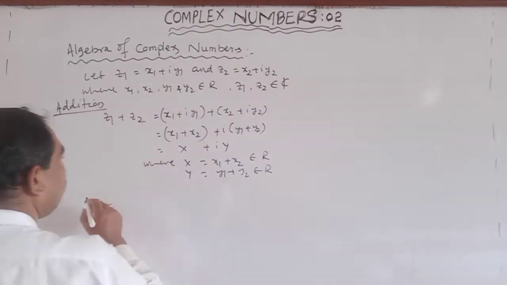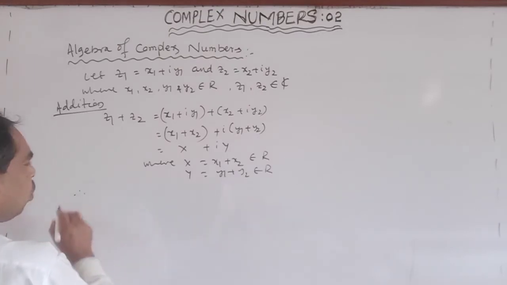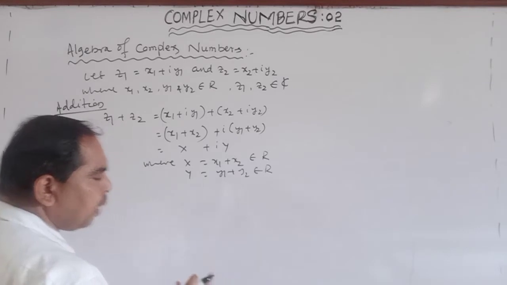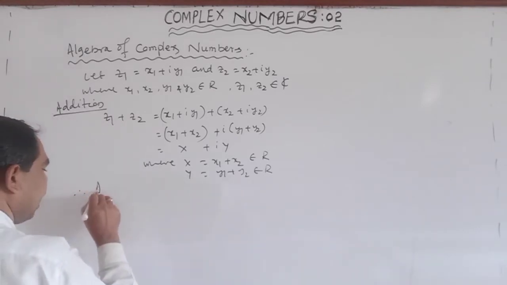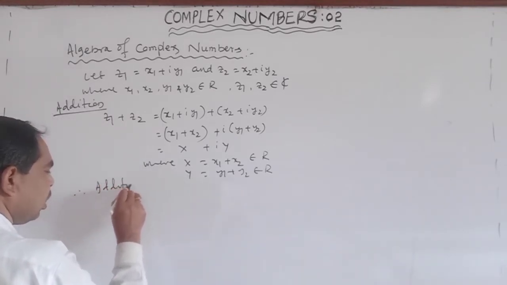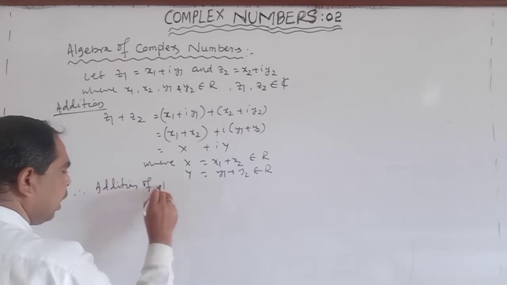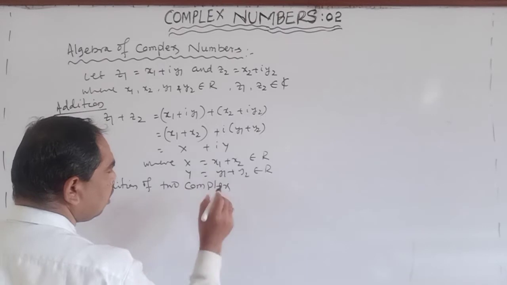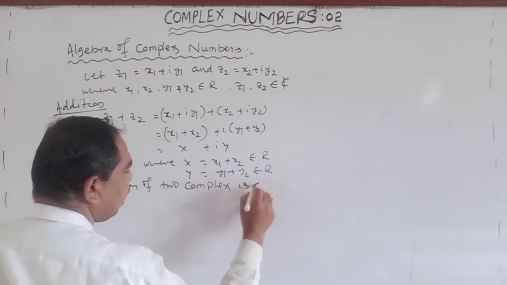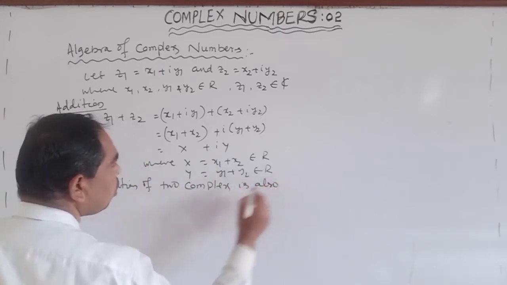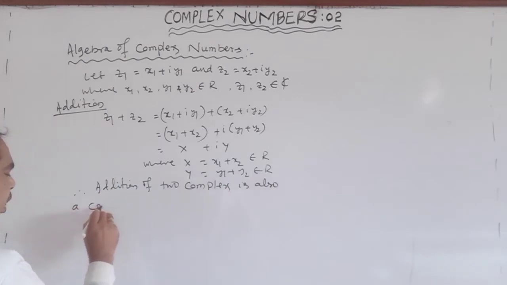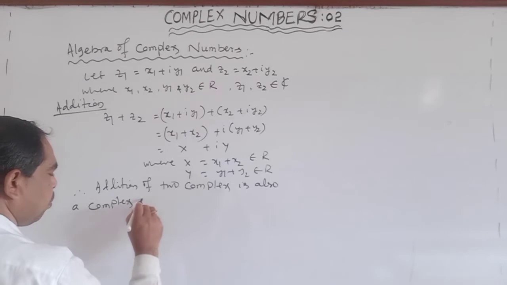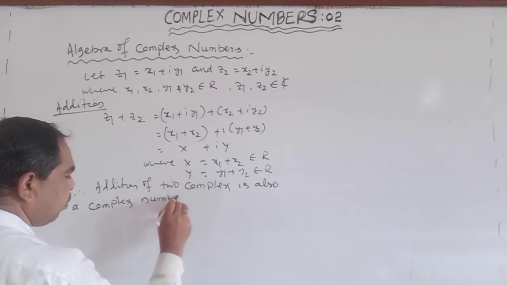So therefore addition of two complex number is also a complex number. Sum of two complex number is also a complex number.